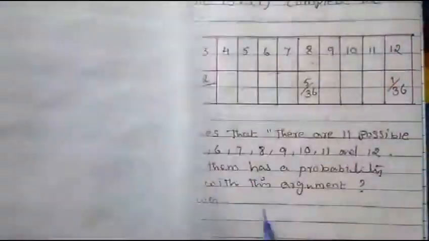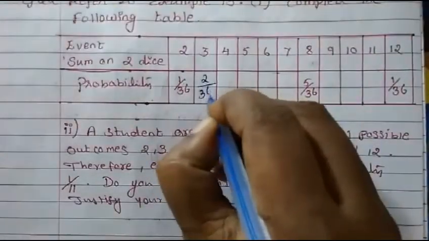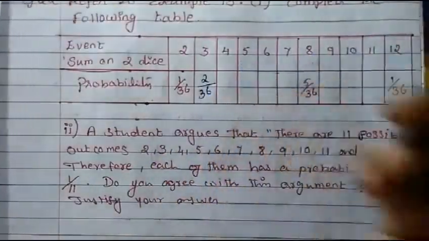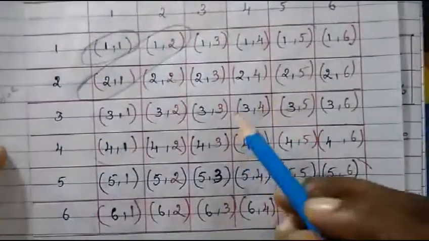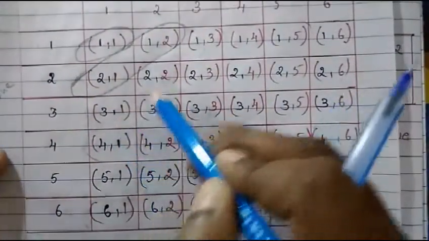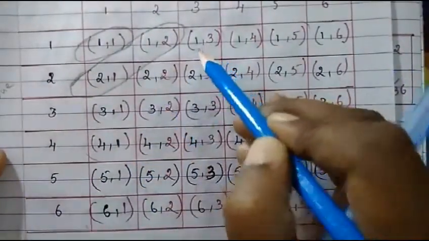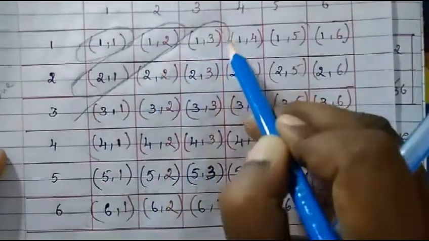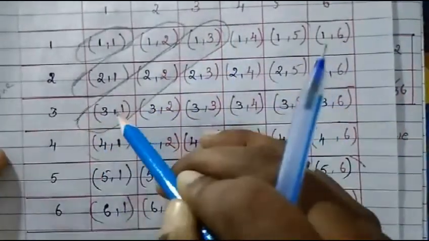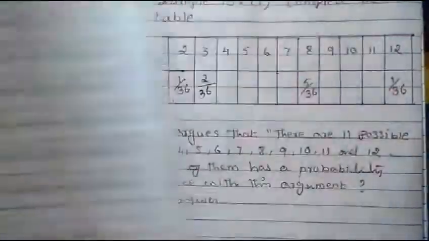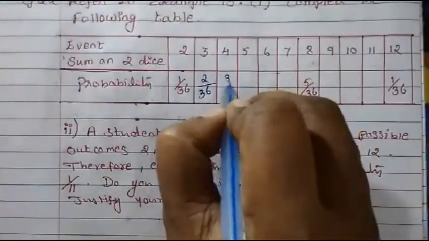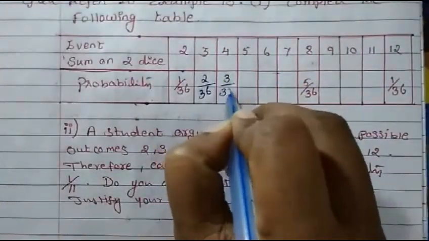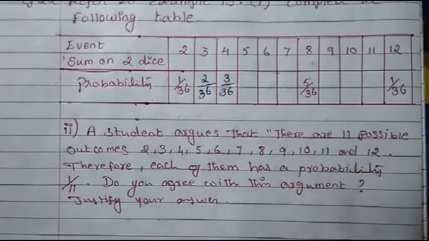Then total outcome, I told you, total possible outcome is 36. Now for 4. You see 3 plus 1 is 4, 2 plus 2 is 4, 1 plus 3 is 4. So total how many possible outcomes we have? 1, 2, 3. So 3 possible outcomes are there out of 36.